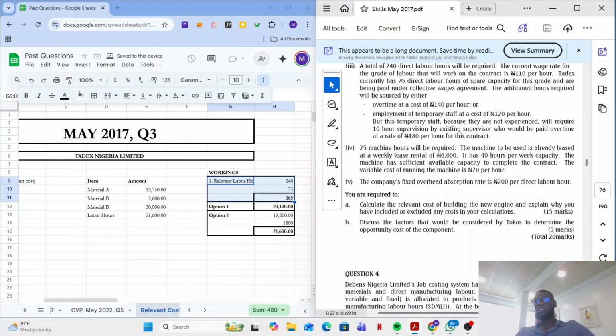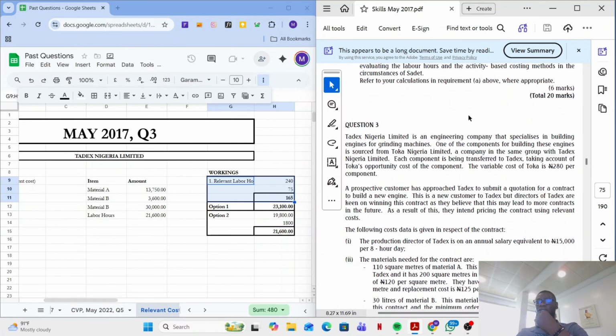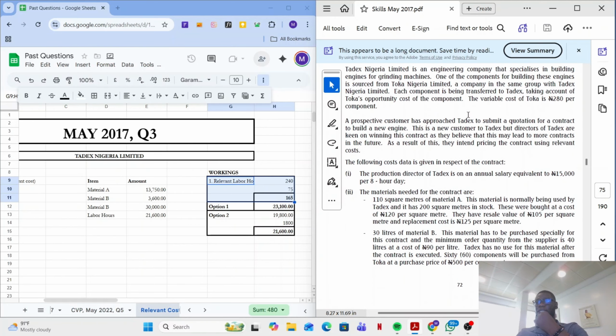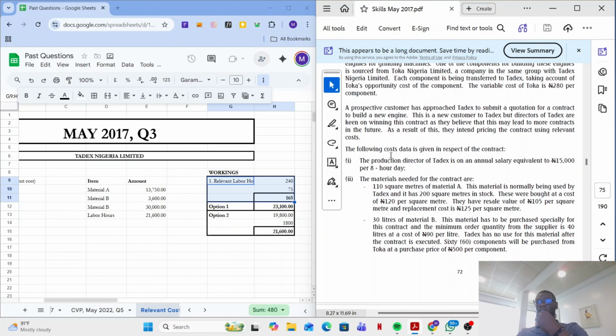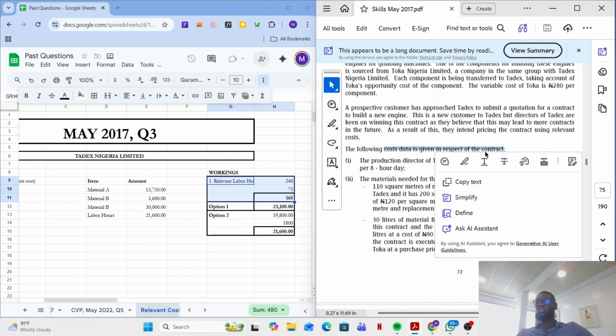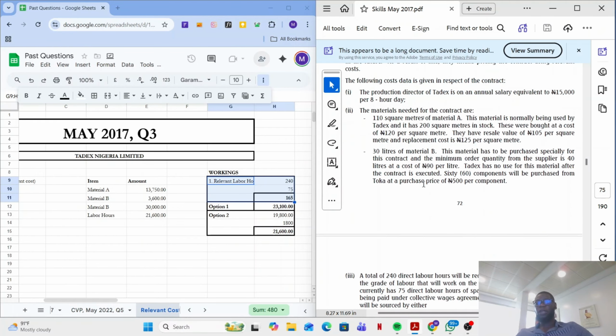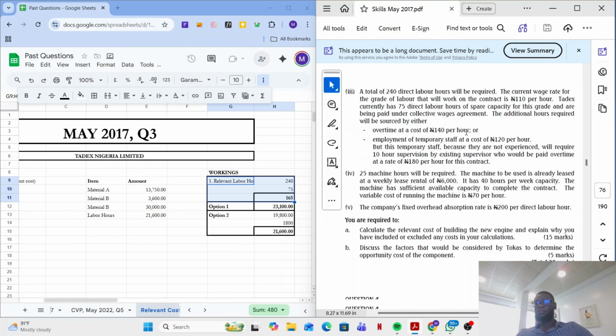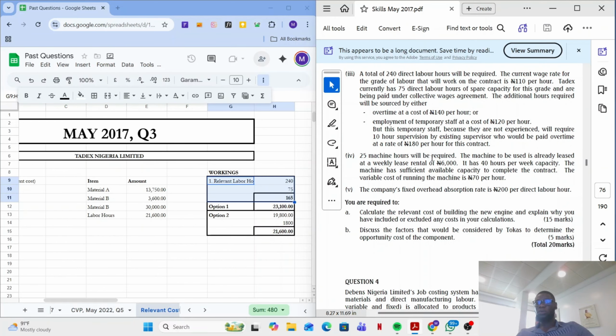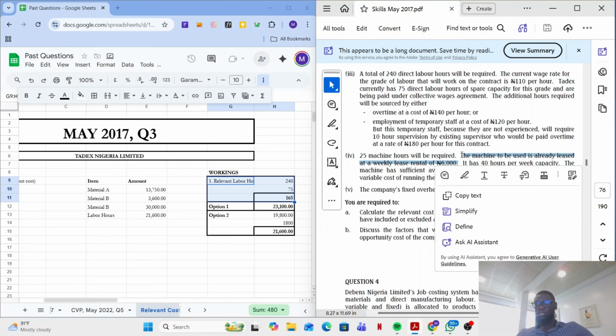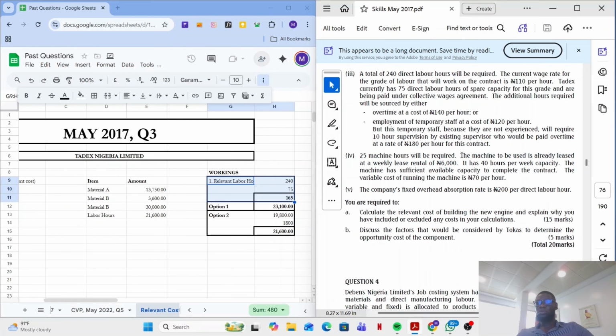So they told us that 25 machine hours is required. Good. The machine will be used. Somebody might also be asking, why are we not focusing on anything else here? Everything is according to the information they gave us in respect of the contract. So we are really just working based on what the contract should look like. The next part is that 25 machine hours will be required. Okay, so we're going to be using a machine for 25 hours. Good. The machine is already leased at a lease rental of 6,000. So they've already leased this machine. So this cost is not relevant to us because it's a past cost. They've already paid for this machine. We're not just leasing it because of this project. It is already leased, so it is not relevant.